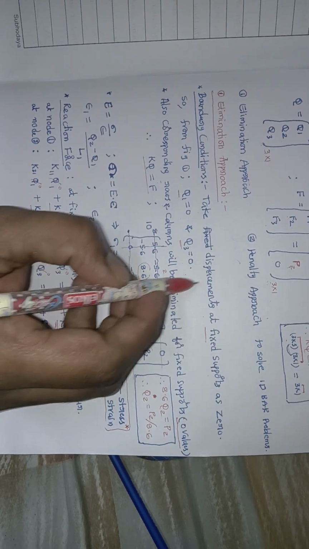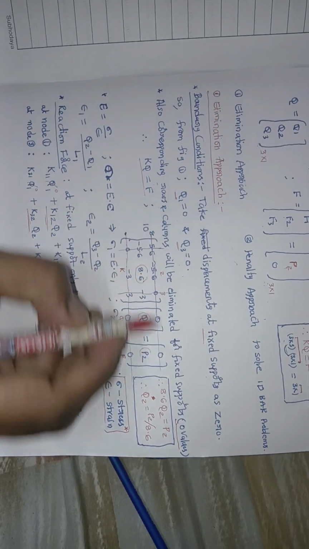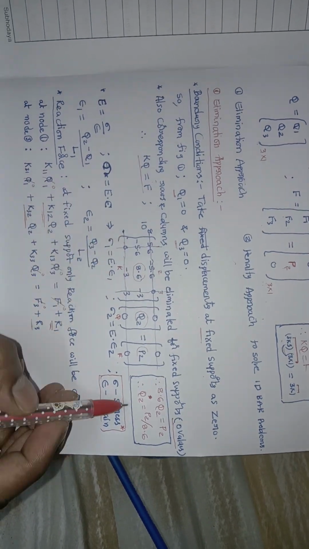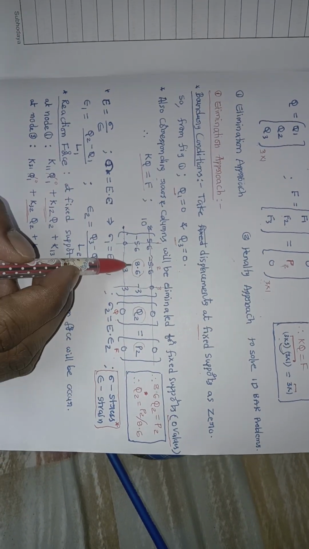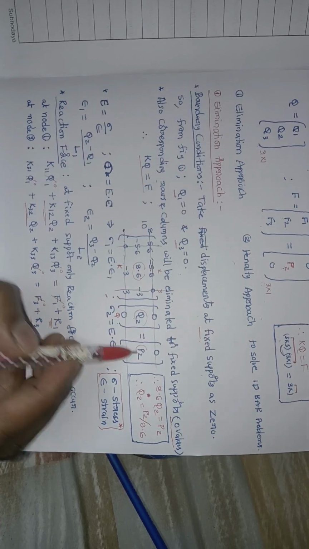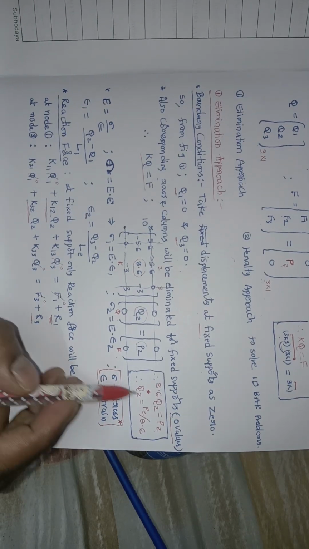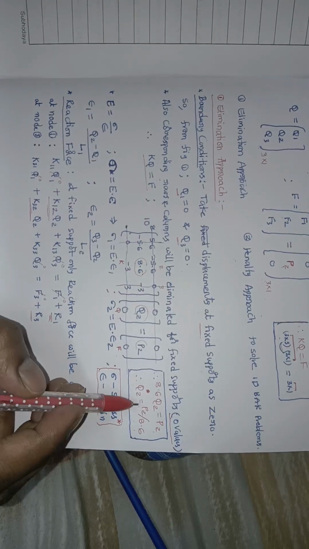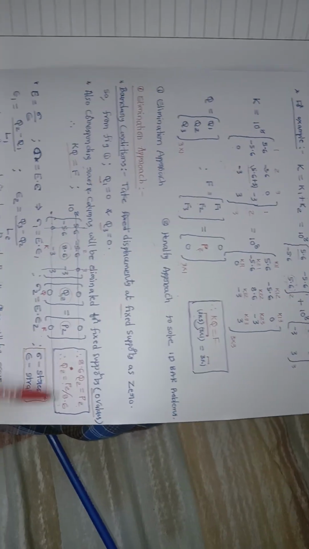Here Q1 is support 1, so Q1 means first row, first column you have to cancel. Again Q3, third row, third column. So like that you have to cancel the entire row and column. Then only 8.6 Q2 = P2 will be there. Then you can write 8.6 into Q2 is equal to P2. Then you will get Q2 = P2 by 8.6. P2 will be given directly with some value in the question. So then you can solve directly for the Q2 value.